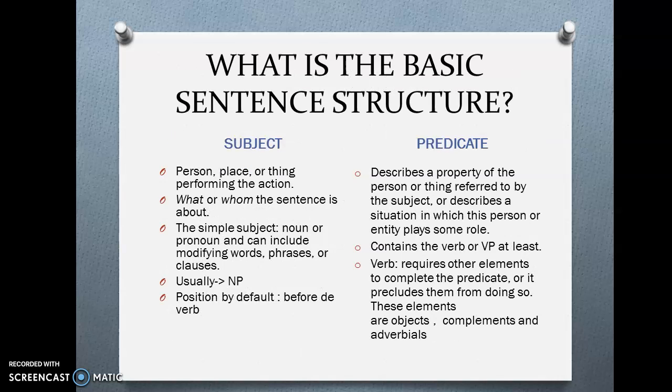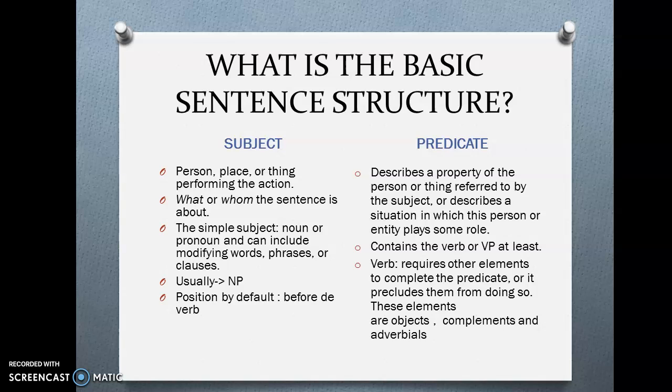So what is the basic sentence structure? Well, traditionally, all sentences have been divided into a subject and a predicate. So this is what a sentence should have, a subject and a predicate. The subject is the aboutness of my sentence. It can be a person, a place, an entity.